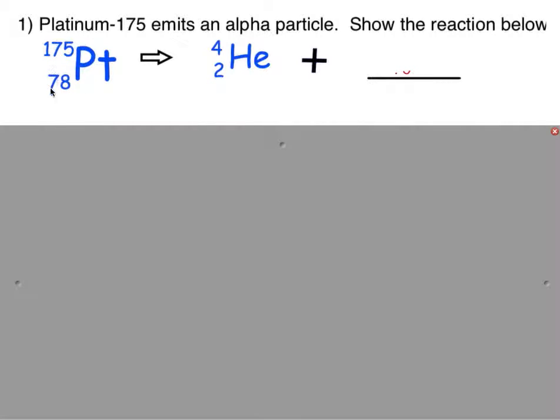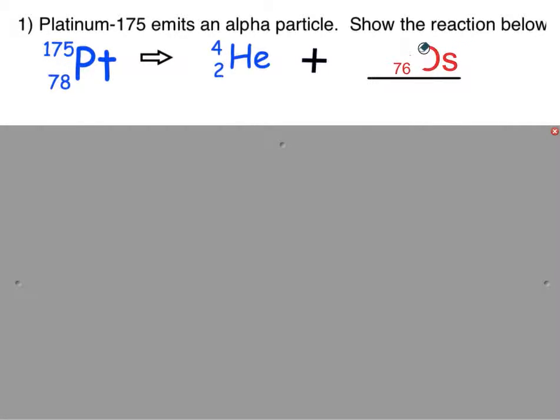So this number down here is the atomic number. Platinum is 78. And helium is 2. That means platinum has 78 protons, and helium has 2 protons. So whatever thing this is, that thing has to have a certain number of protons. And that thing has to have how many? Well, 78 minus 2. It has to have 76 protons. Something with 76 protons, because 78 minus 2 is 76, has to be the element osmium.